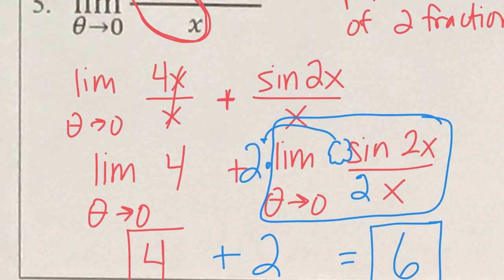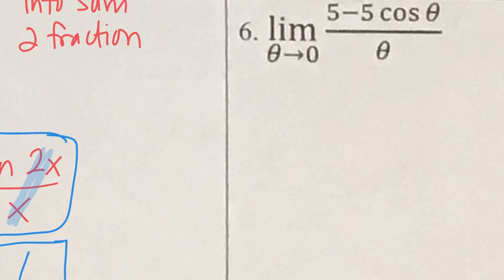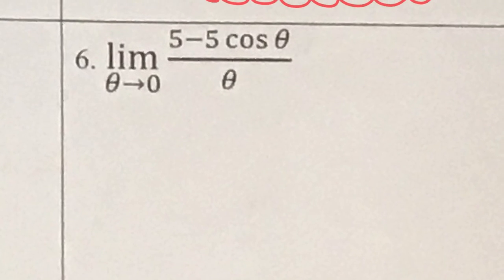Okay, so that's a tricky trickster right there. We had one fraction that we split into two fractions. And we took the limit of each of those fractions separately. One became a constant, and the other became our special trig limit. Okay, so let's jump to our last one. We have 5 minus 5 cosine over theta.